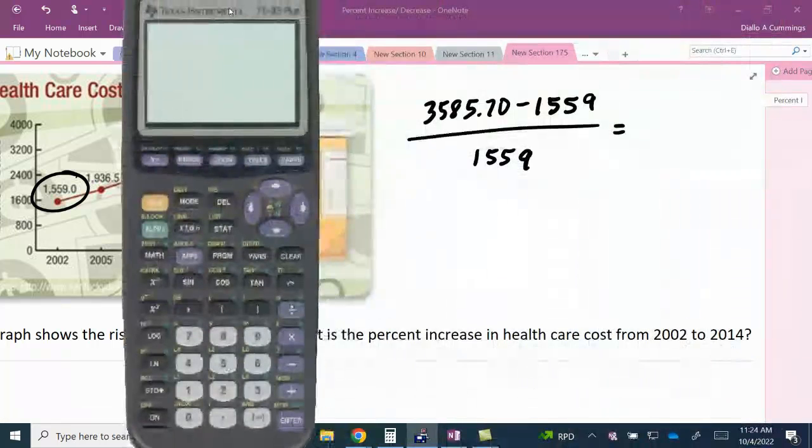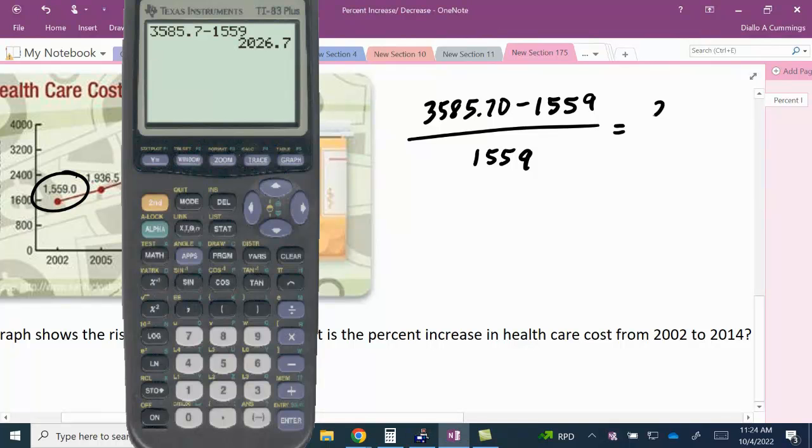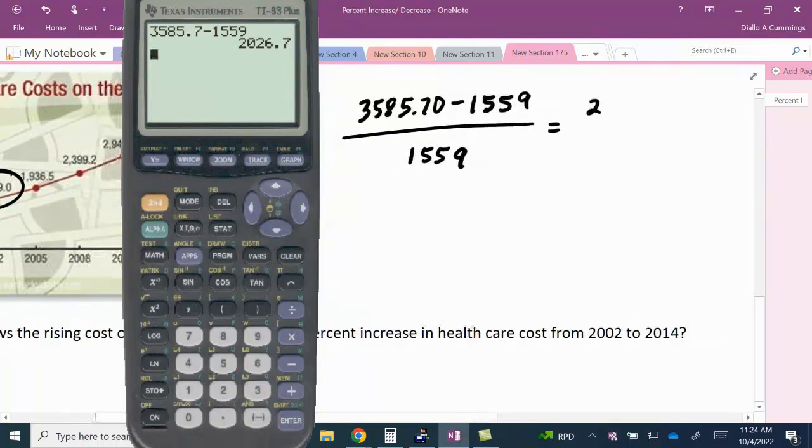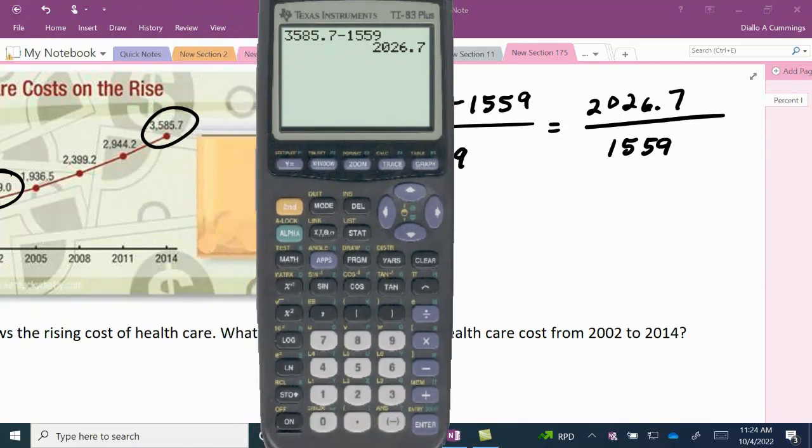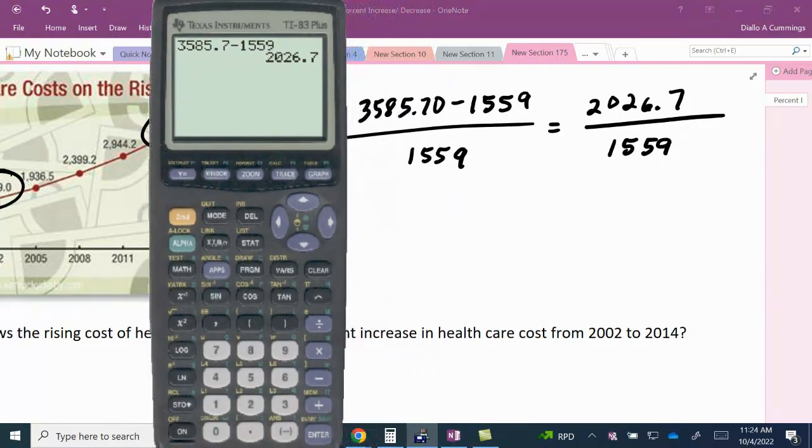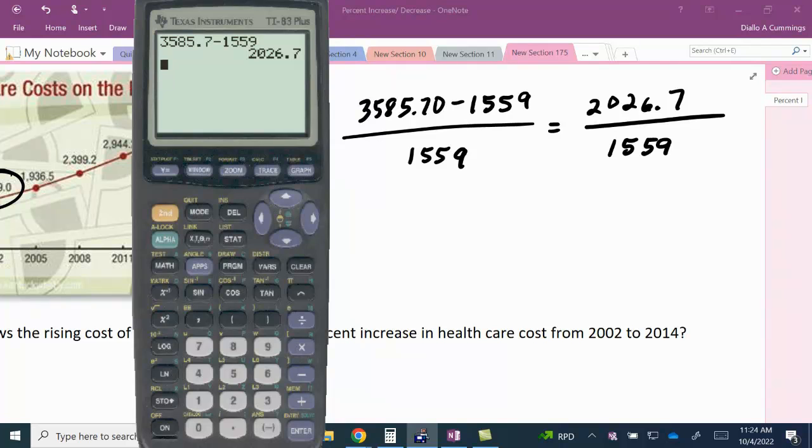So if I bring over my calculator, we have 2,026.7 divided by 1,559. Now we know this is a percent increase because our value did increase from 2002 to 2014.